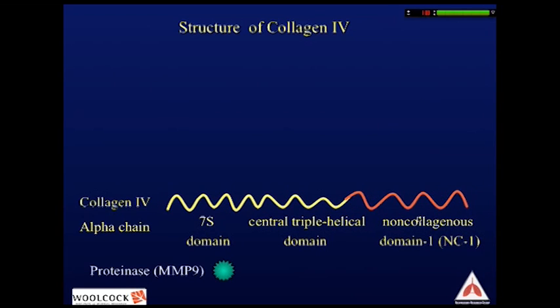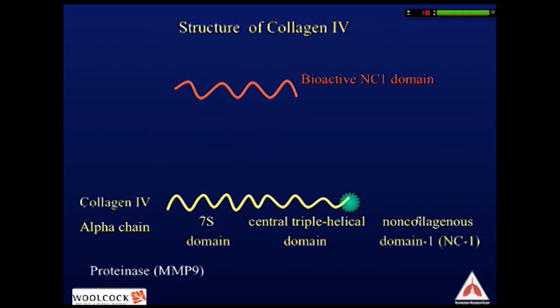Each chain has a 7S domain, a central triple helical domain, and this non-collagenous domain referred to as the NC1 domain. Proteases, especially MMP9, have been characterised to cleave this NC1 domain, and this is then made into a soluble bioactive domain, which in the case of many of these collagen IV chains has been characterised to have anti-angiogenic activity.